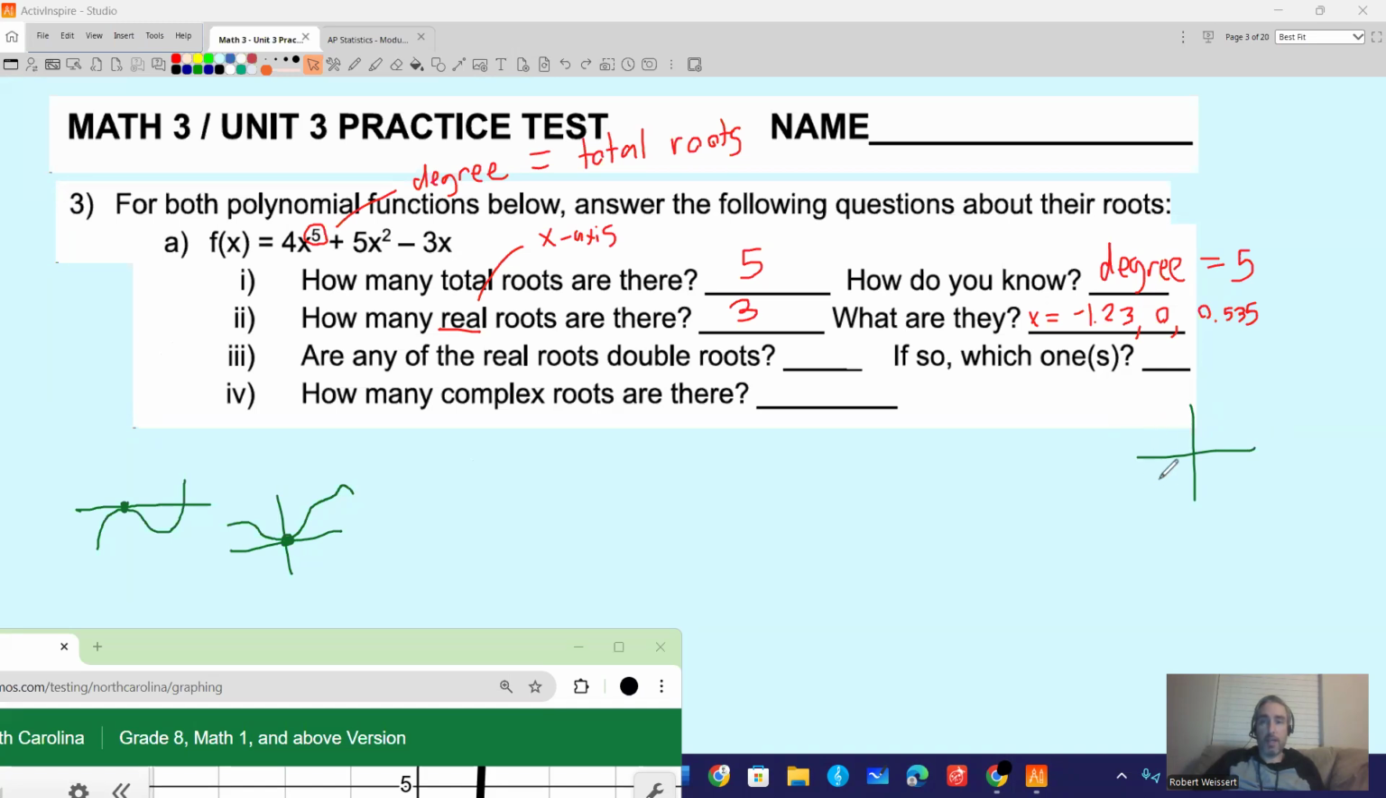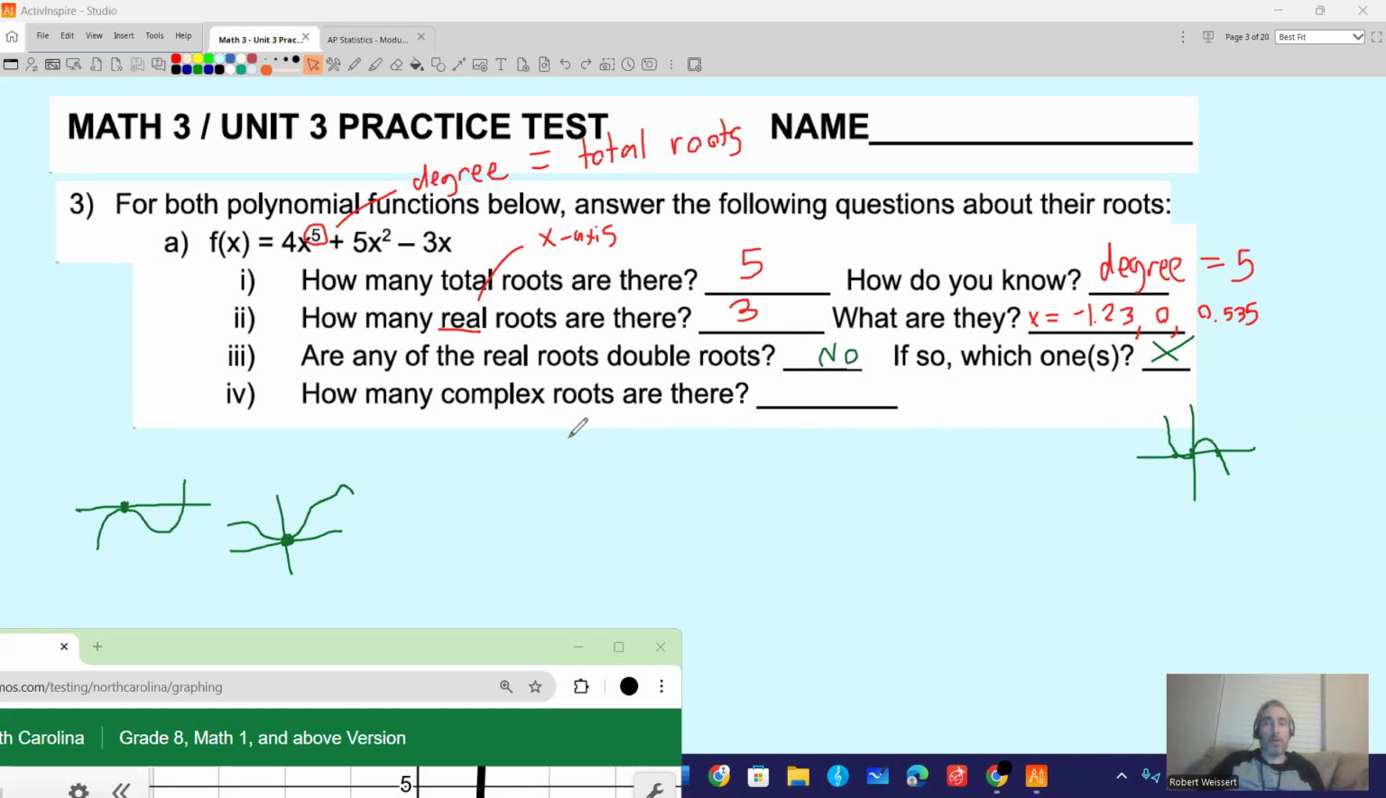So since that's the case here, since they go through the x-axis, something like that, where it doesn't have a minimum or maximum at that point, they're not double roots. So this is not going to have one.